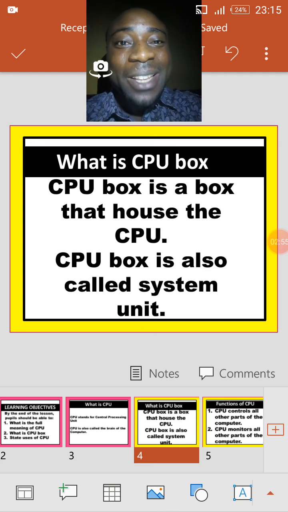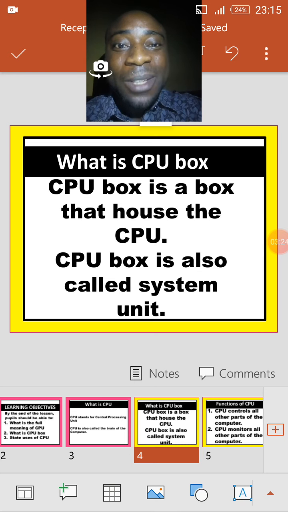Now let's look at our head. Can you see your brain? No, because it is a fragile organ. So it is protected by our head. The same is true for the computer CPU. The box that protects the CPU is called the CPU box. And another name for the CPU box is system unit.